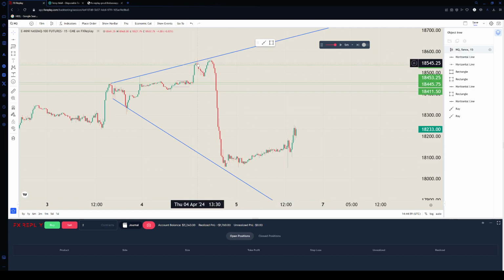Because that's crazy. Technically this was respected, then it retraced, rejected it again, and then sold off all the way down here. Nearly tapped it right down there again.